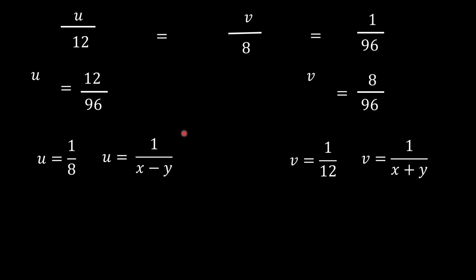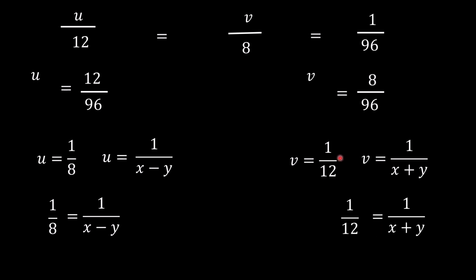Already we have u is equal to 1 by x minus y and v is equal to 1 by x plus y. Comparing these equations, the left hand sides are the same, so we can equate the right hand sides. 1 by 8 is equal to 1 by x minus y, and similarly 1 by 12 is equal to 1 by x plus y. Rearranging, we get x minus y is equal to 8 and x plus y is equal to 12.